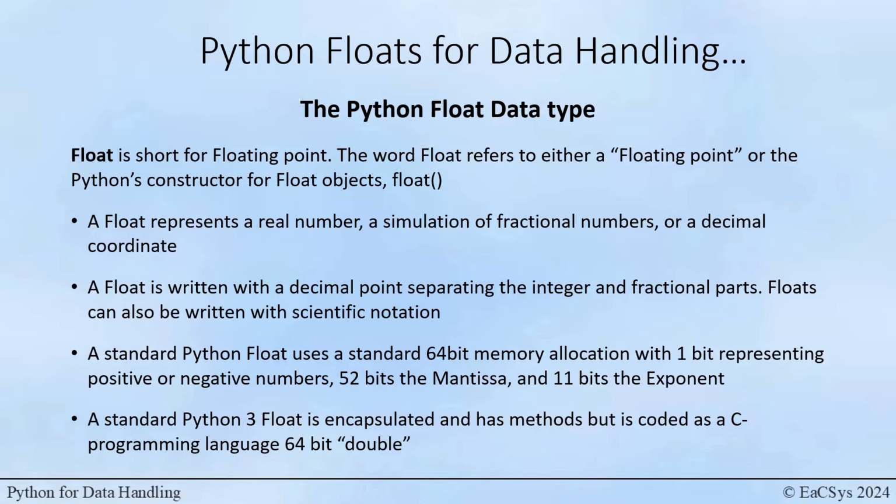Floats are a fundamental data type in Python, and a Python float is defined as a native Python object and abbreviated as a float. Digitally speaking, a float is an abbreviation for the concept of a floating point, or a reference to the Python float constructor function that creates Python floats. A floating point is a way of simulating some fractional numbers or a way to define numeric coordinates.